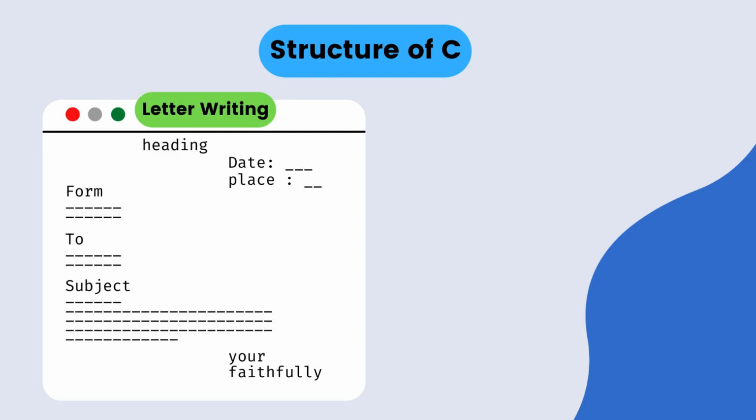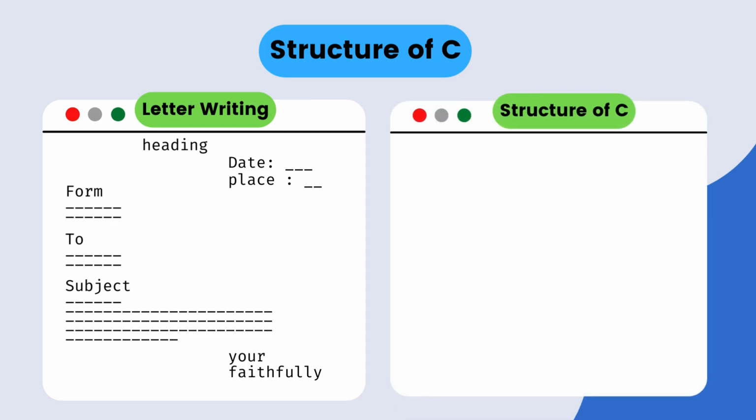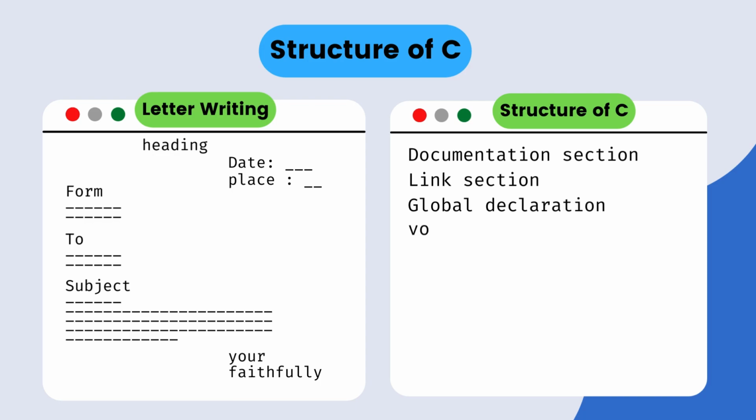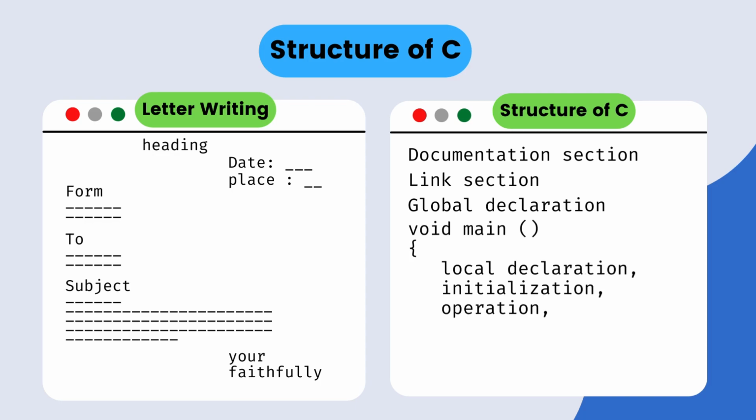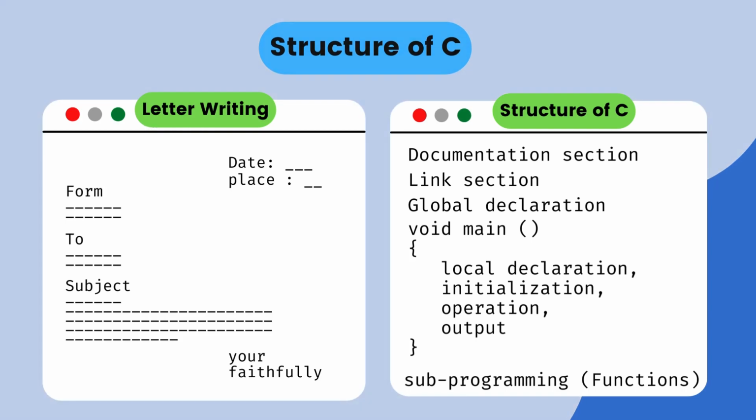Similarly, C language also follows a proper structure, as shown in the figure. C program structure consists of the following: documentation section, link section, global declaration, void main function, local declaration, initialization, operation, output, and subprogramming. This structure is applicable to other programming languages like C++, Java, Python, etc.